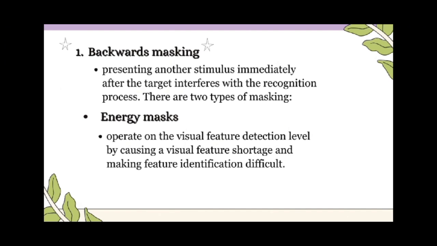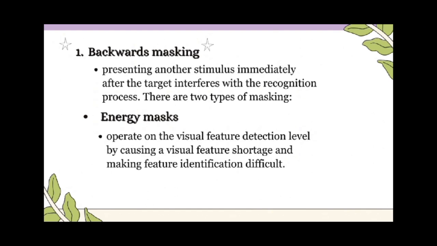It is a technique used to study how quickly and accurately we can recognize a stimulus, like a word, when it is immediately followed by another stimulus called the mask that interferes with the recognition of the first one. There are two main types of backwards masking. Energy masks operate on the visual feature detection level by causing a visual feature shortage and making feature identification difficult.